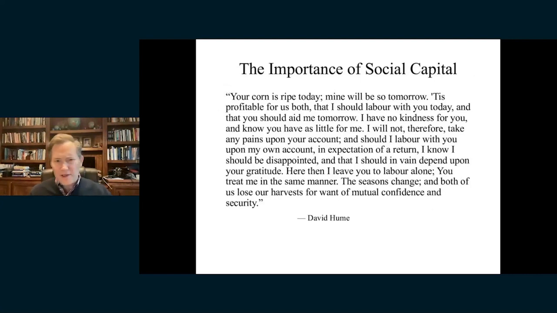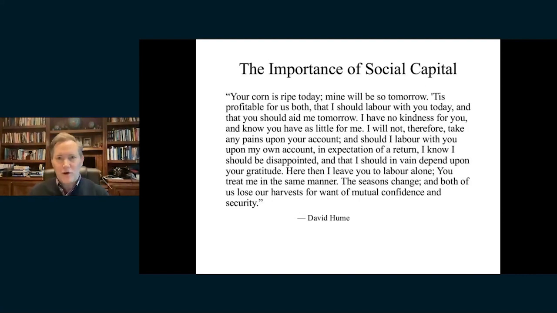So social and relationship capital, I'll just call it social capital here. This is a parable from David Hume, a Scottish philosopher back in the 1700s. And what it gets at is how these hypothetical farmers could help each other out in this village, but they don't. And the point of this is not that these farmers are evil or dumb or lazy. The point is that they're trapped.